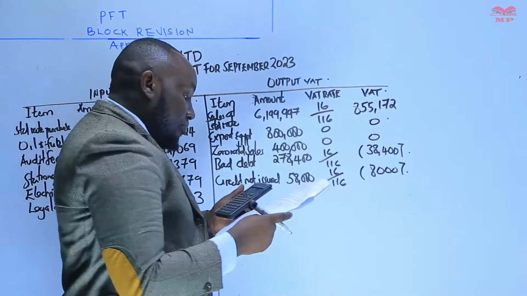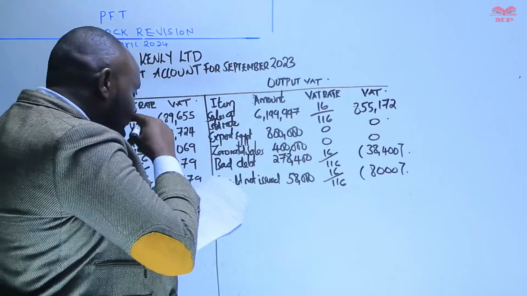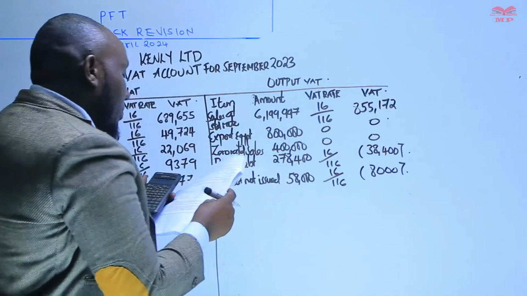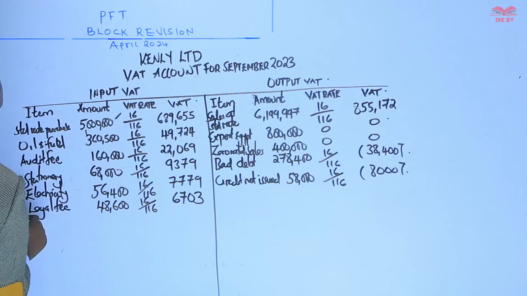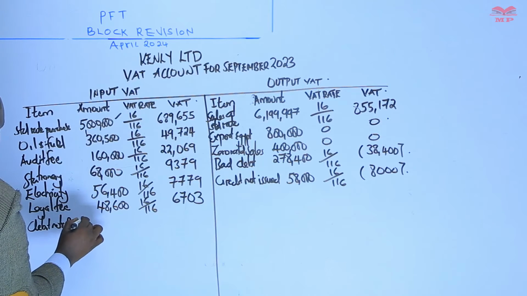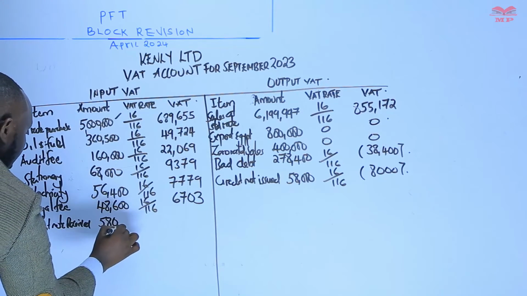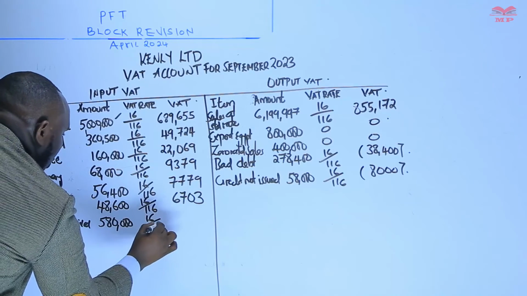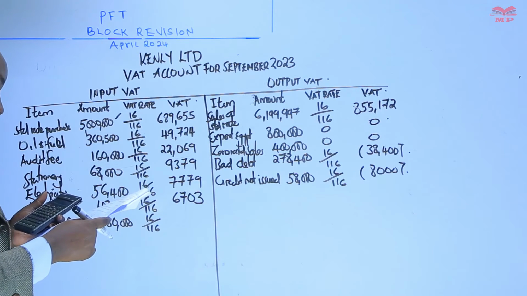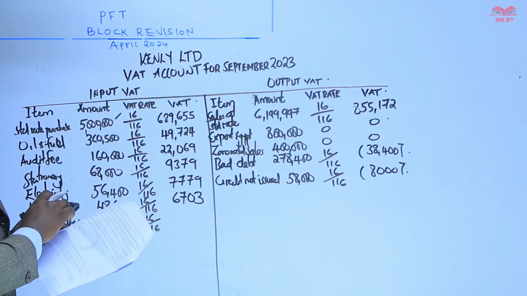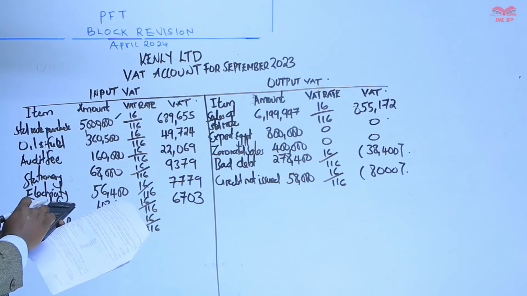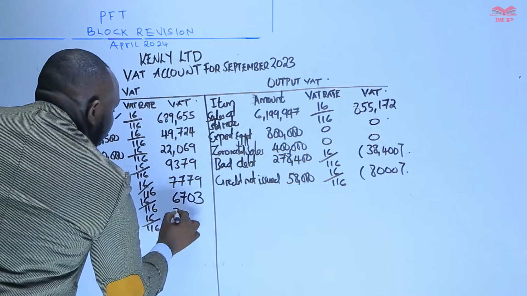Then we have a credit supplier issued a debit note in respect to suppliers at standard rate of 580. We call it debit note received. So debit note received, the figure is 580 times 16 over 116. So that should be 80.